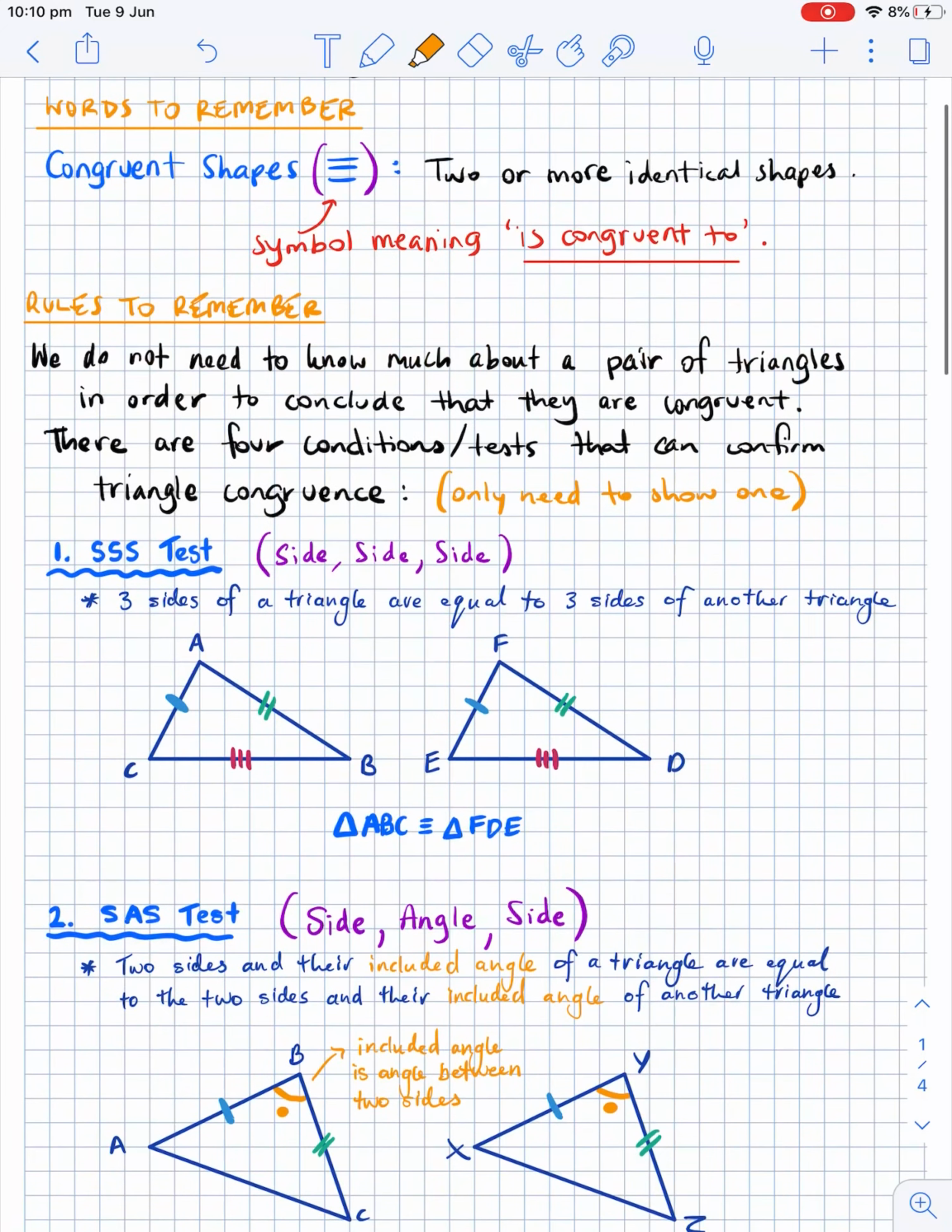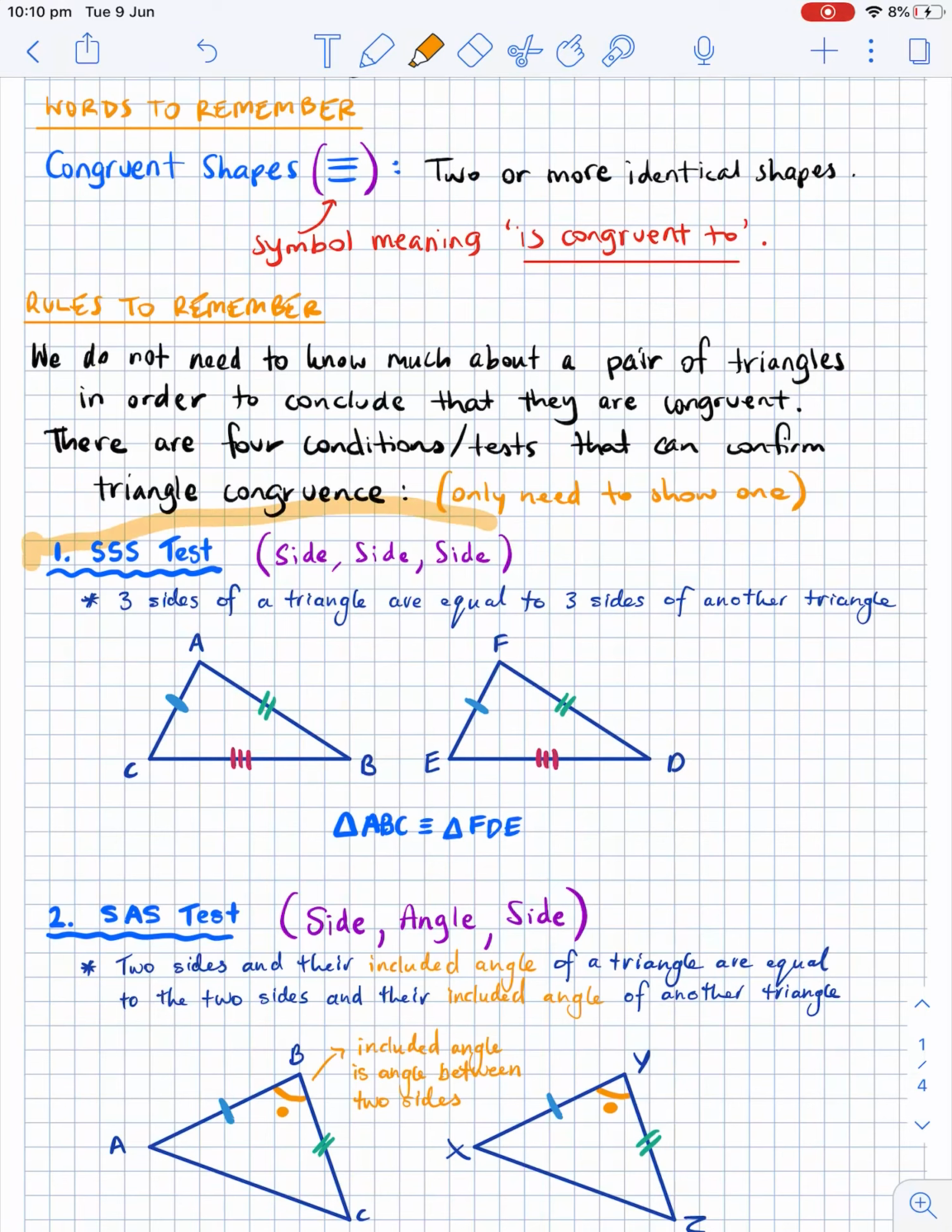Okay, some rules to remember. We do not need to know much about a pair of triangles in order to conclude that they are congruent. There are 4 conditions or tests that can confirm triangle congruence, and you only need to show one of these tests. You don't need to show all of them. You just need to show one of them to show that 2 triangles are exactly the same shape and size.